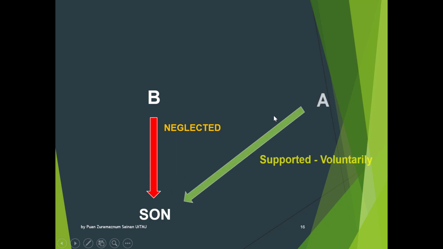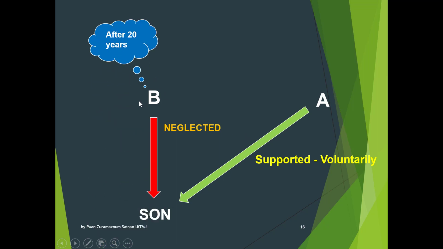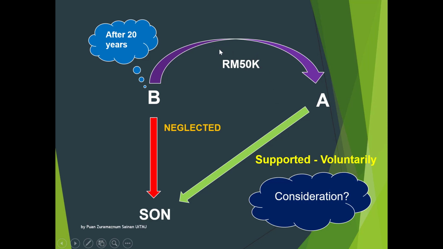So now what happened? A, mungkin jiran dia ataupun his friend, voluntarily supported B's son. Dia secara sukarela jaga anak B. Now, let's say after 20 years, B then returns to A, and they make a promise to pay 50,000 to A as compensation for A's past act, which is voluntarily supporting his son for the past 20 years. The question is, is there any consideration for this promise? Does A have to do anything for this promise? No, right? Meaning there is no consideration for B's promise of paying 50,000 to A.